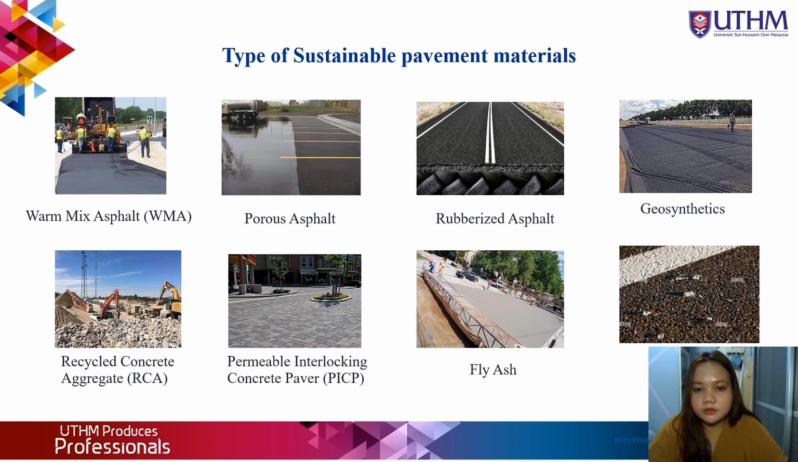The next one is porous asphalt, which allows water to pass through the pavement surface, reducing stormwater runoff and allowing groundwater recharge. And then permeable interlocking concrete pavers, which consist of open joints, allowing water to infiltrate through the pavement surface. It can help reduce stormwater runoff and flooding, and improve water quality. And next is rubberized asphalt. This material is obtained by recycling tire rubber, and it can enhance the pavement performance by improving flexibility and reducing road noise.